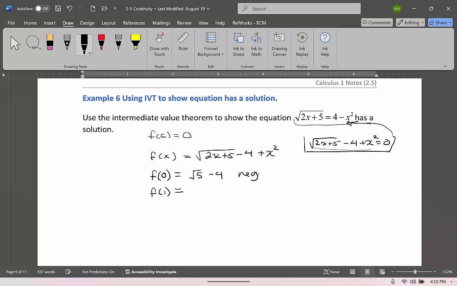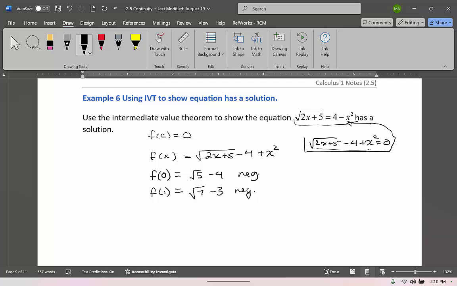So if I look at f of 1, I'm going to get the square root of 2 times 1 plus 5, so I'm going to get the square root of 7. And then this is going to be minus 4, and then plus 1 is going to be minus 3. Okay, and so again, I actually have a negative number, so I haven't done anything, because again, the square root of 7 is slightly less than 3, because the square root of 9 is equal to 3. Okay, so this is still a negative number.